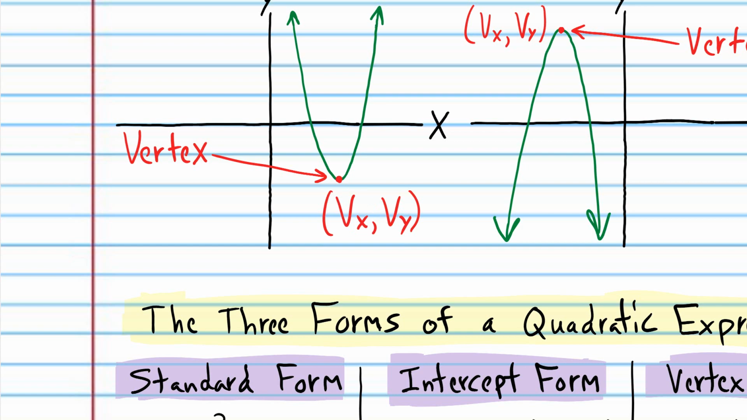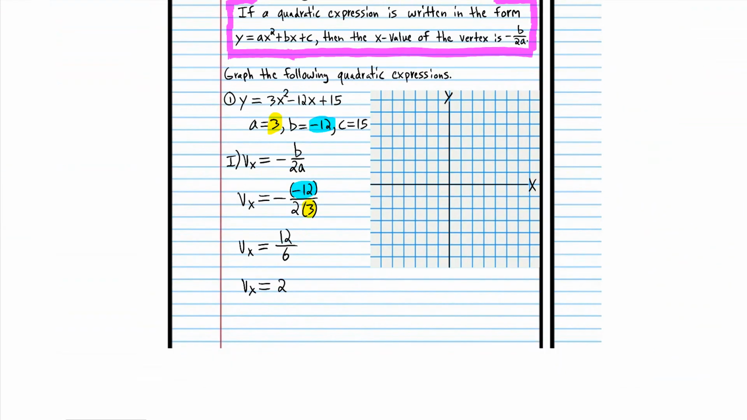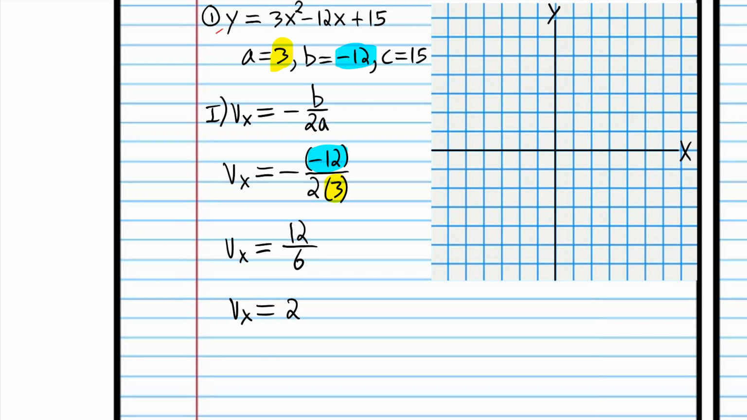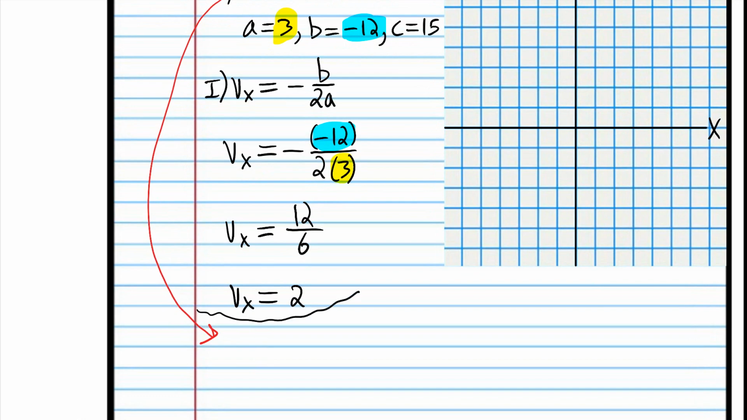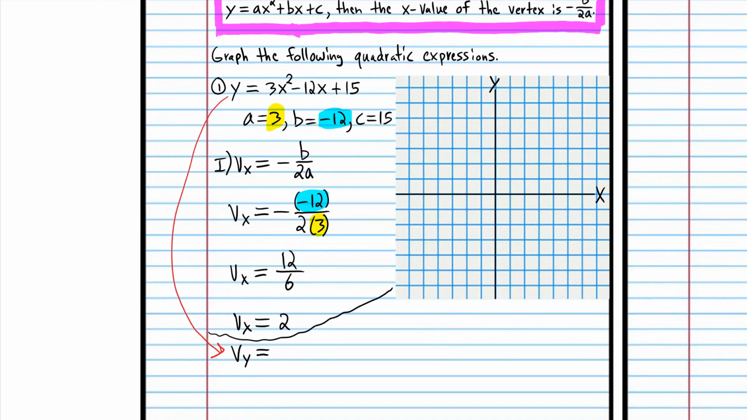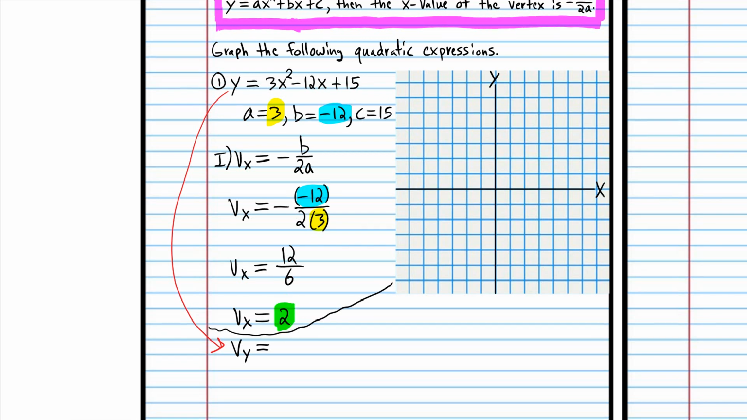Remember, a point has 2 values, an x value and a y value. So now we need to find the y value. And to do that, like I said, we're going to take this original equation and I'm going to go ahead and section that off. We're going to take the x value of the vertex, which is 2, and we're going to plug it in to that equation. So the y value of the vertex equals 3 times 2 squared minus 12 times 2 plus 15. So I got that 2 from there.